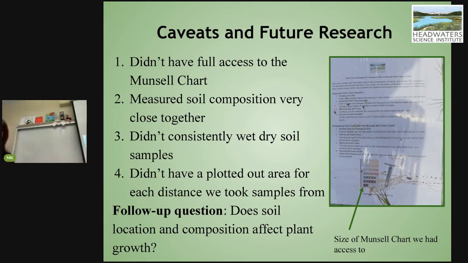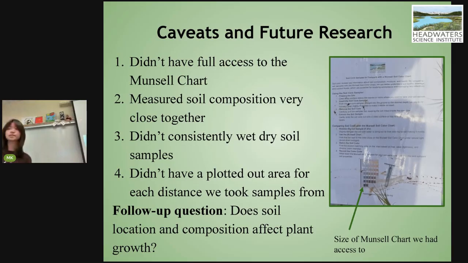Okay, so we did have a lot of caveats in our experiment because when we got to the site, we decided to change our questions. So we didn't have all the necessary tools to conduct our experiment. One of our caveats was that we didn't have full access to the Munsell chart. We had to use a little image of the Munsell chart on a piece of paper, and that image shows how small of a Munsell chart we had. So as you can imagine, when we got the soil core samples, we couldn't always see the color very well, so that might have impacted our data a bit.